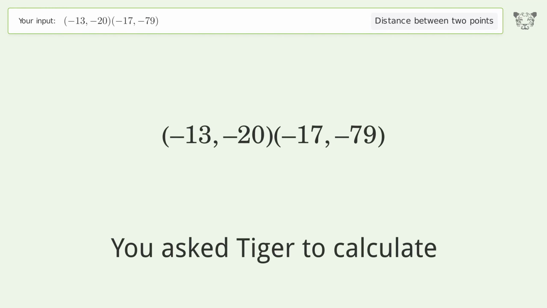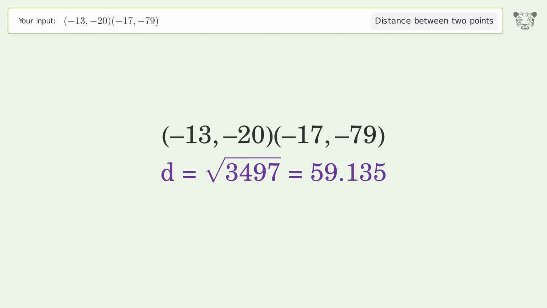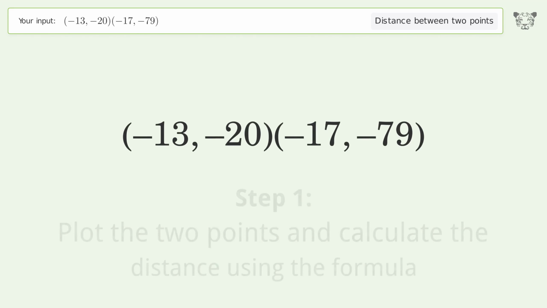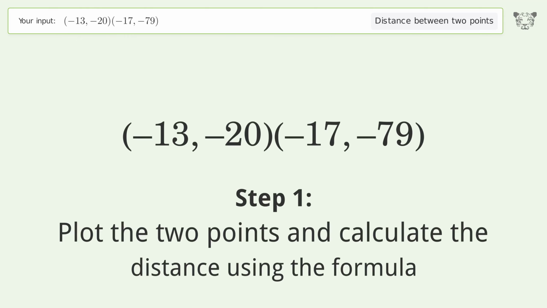You ask Tiger to calculate. This deals with the distance between 2 points. The distance between the 2 points is the square root of 3,497 or 59.135. Let's solve it step by step. Plot the 2 points and calculate the distance using the formula.